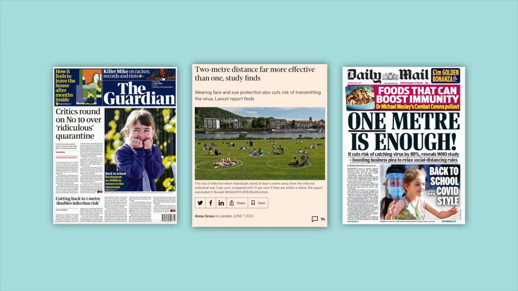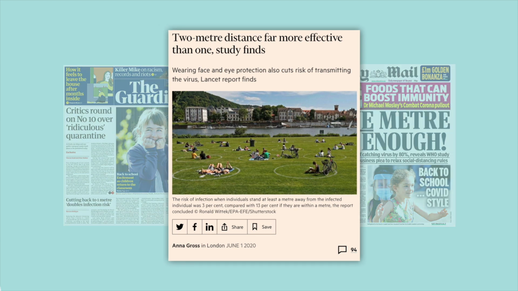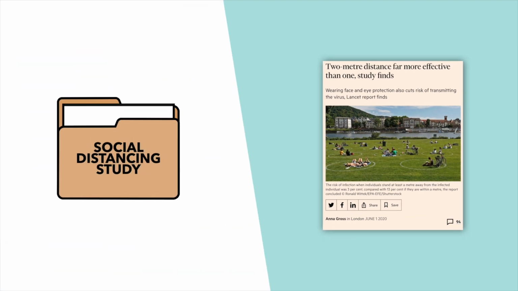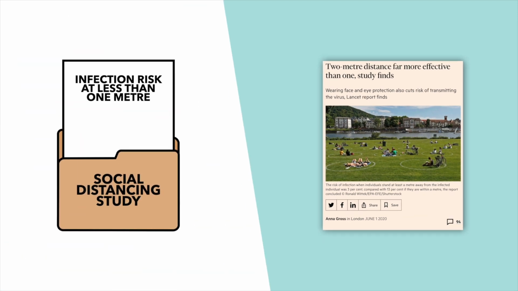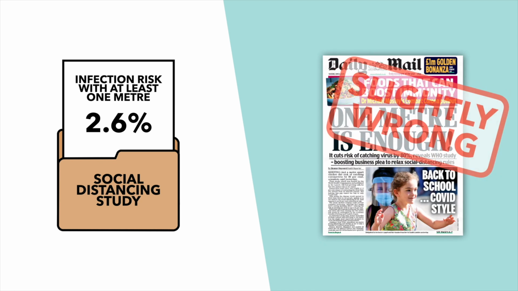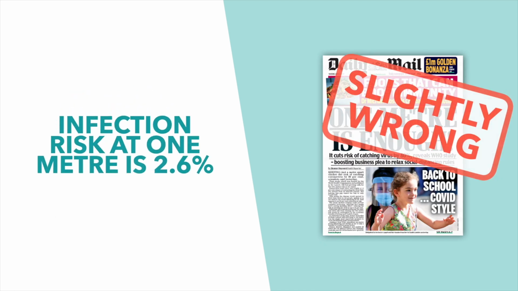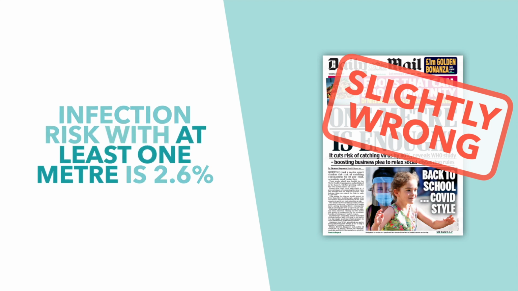The Financial Times summary is probably the best though, as the study found that the risk of infection from social distancing of less than a meter, which is basically no social distancing at all, is 12.8%, and the risk of infection with social distancing of at least a metre was 2.6%. This is where the Daily Mail got it slightly wrong. They claimed that the risk of social distancing of 1 metre was 2.6%, but the number was for social distancing of at least 1 metre.